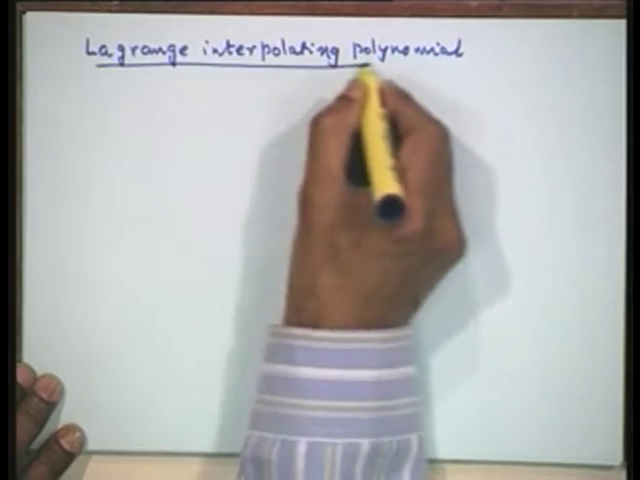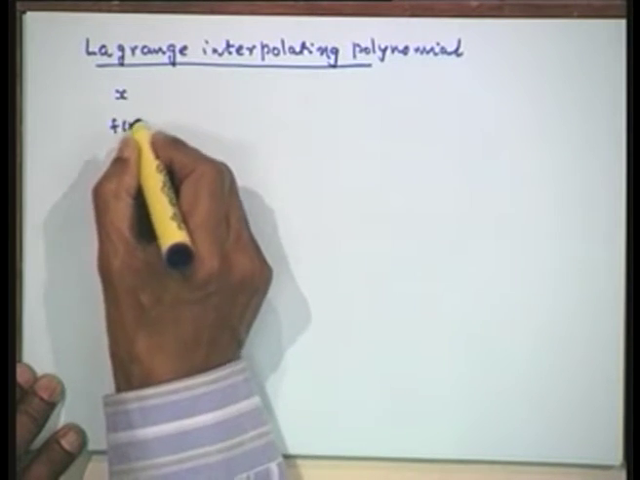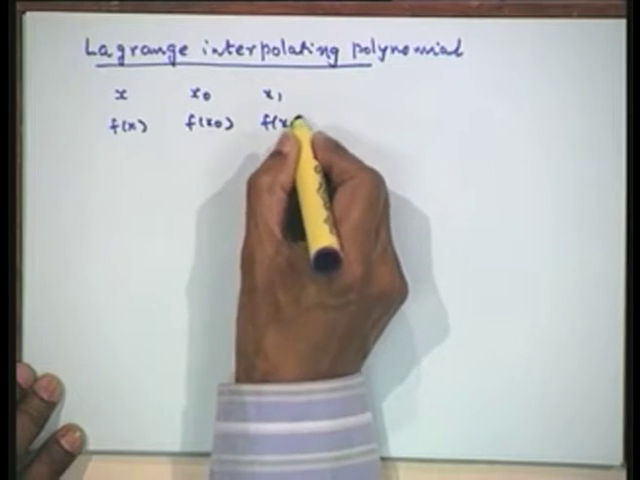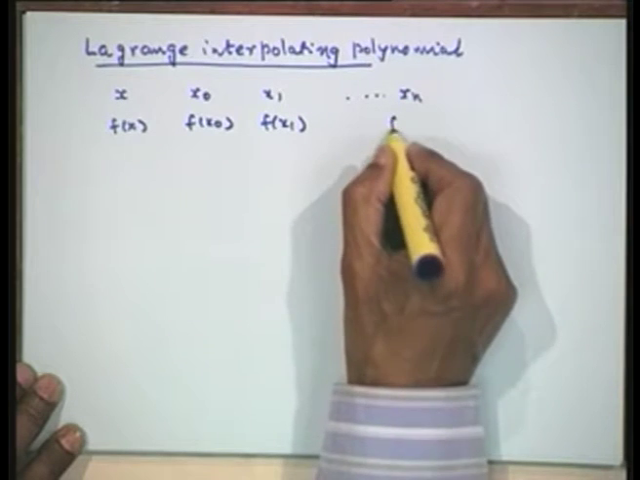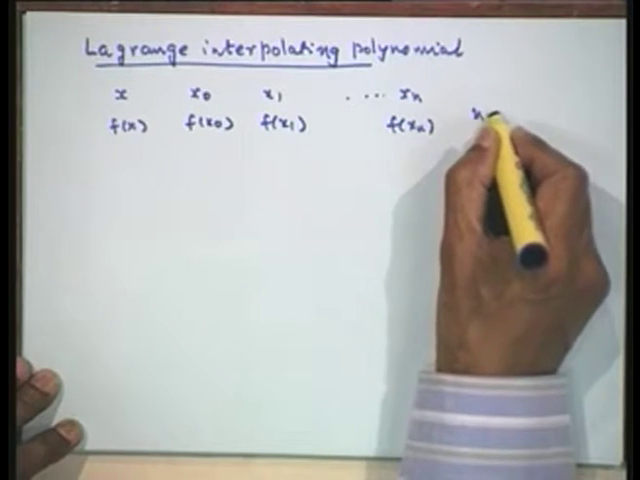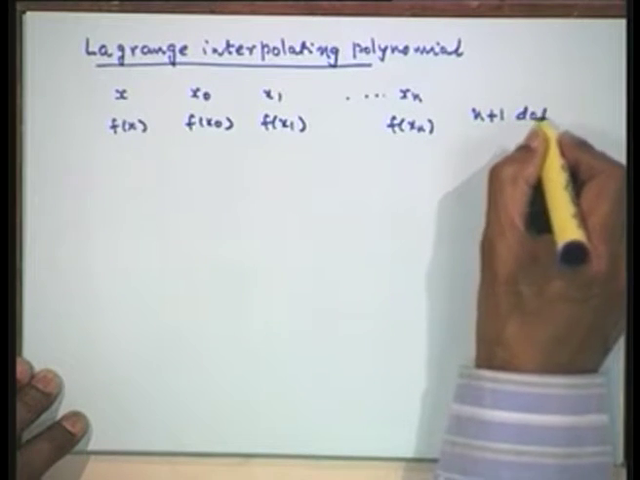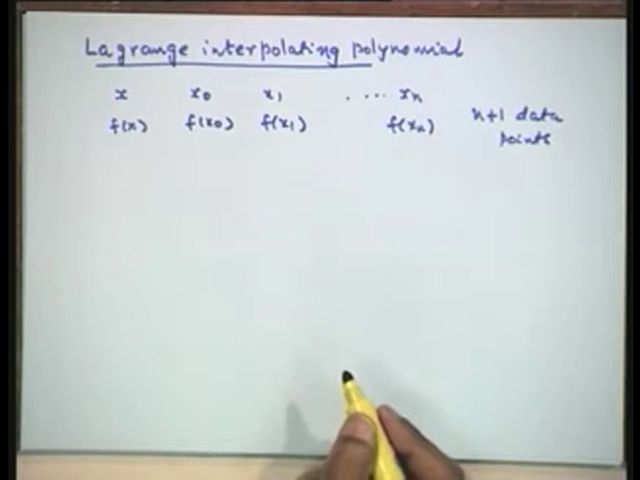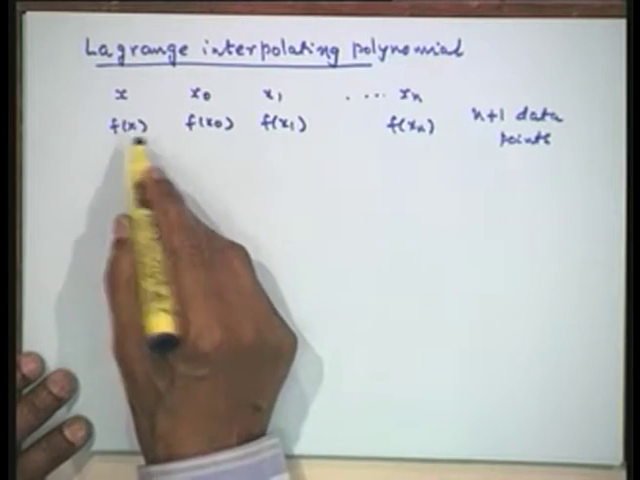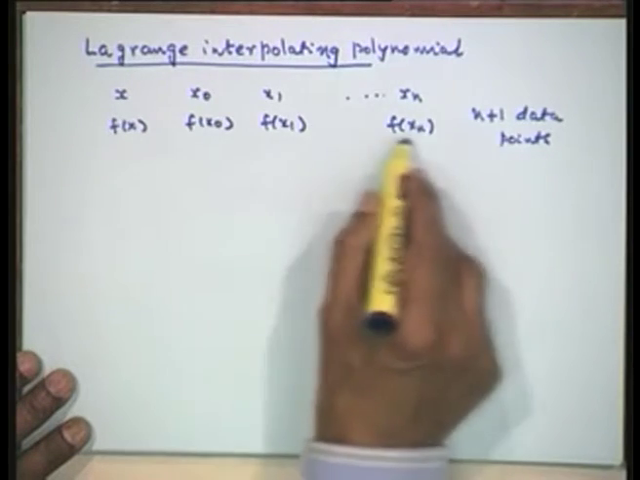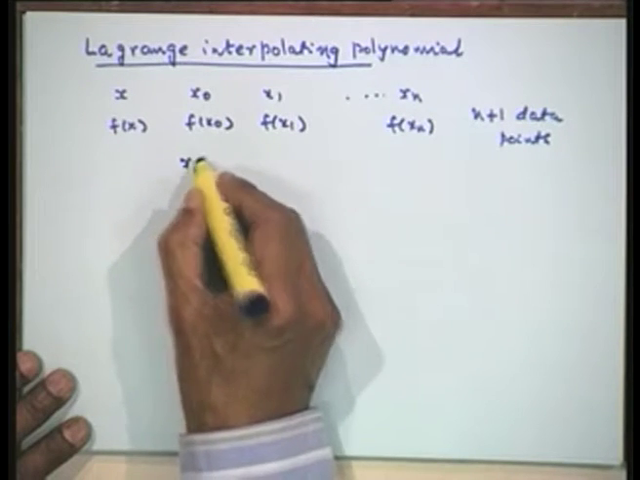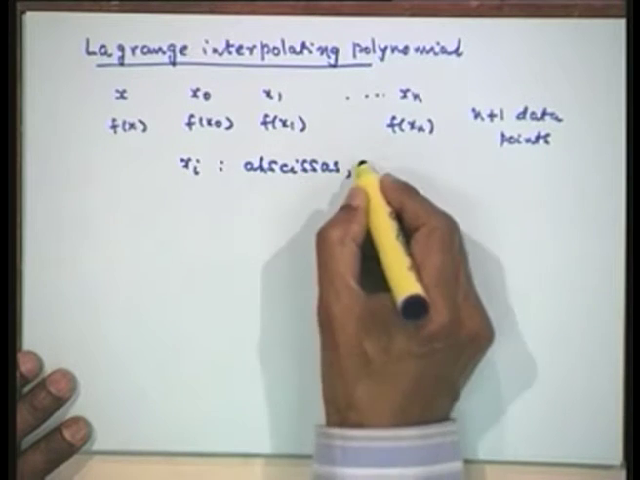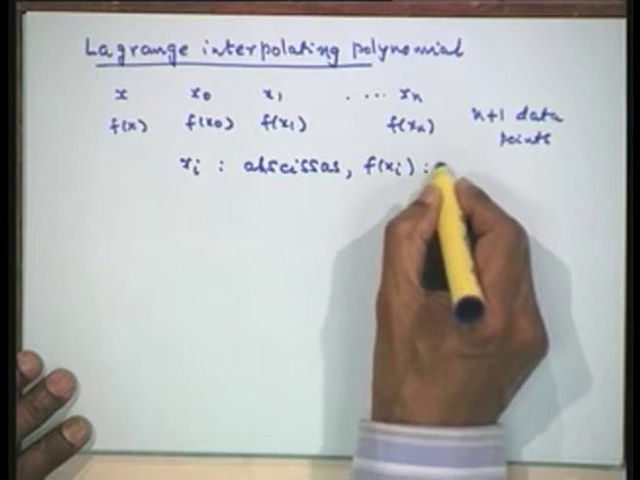The data that is given to us is of the form x, f(x): some point x0, f at x0; x1, f at x1; and so on, xn, f at xn. So, we have got a set of n plus 1 data points. Data points are data values which we have here. We have written the Lagrange interpolating polynomial as a linear combination of these ordinates. We shall call this xi as the abscissa of this data. These are the abscissa and f at xi are the ordinates.